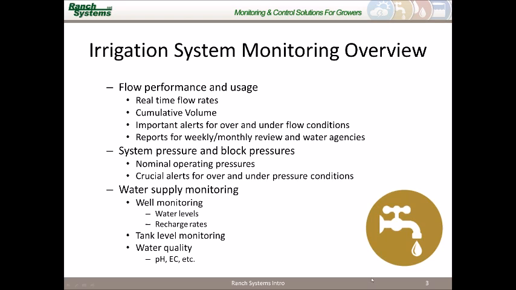So all in all, the system for irrigation system monitoring is one in which you can collect the data and use this for a variety of ways. And with ranch systems, you can tie all these methods together and ultimately reduce your in-field man hours.